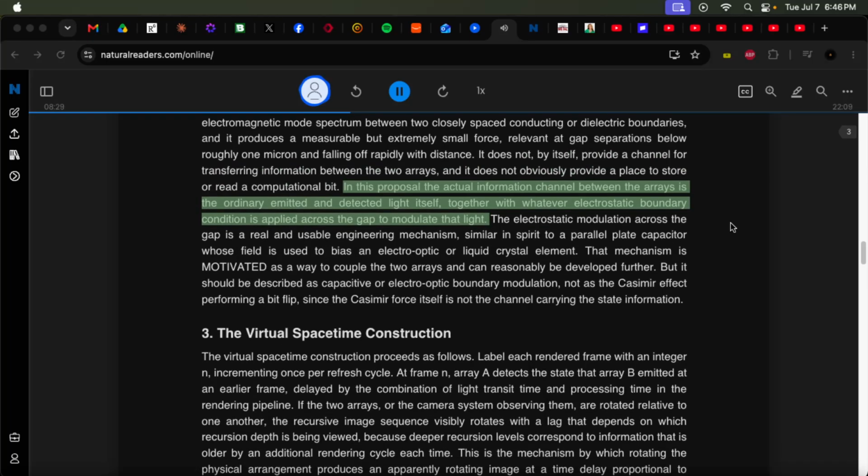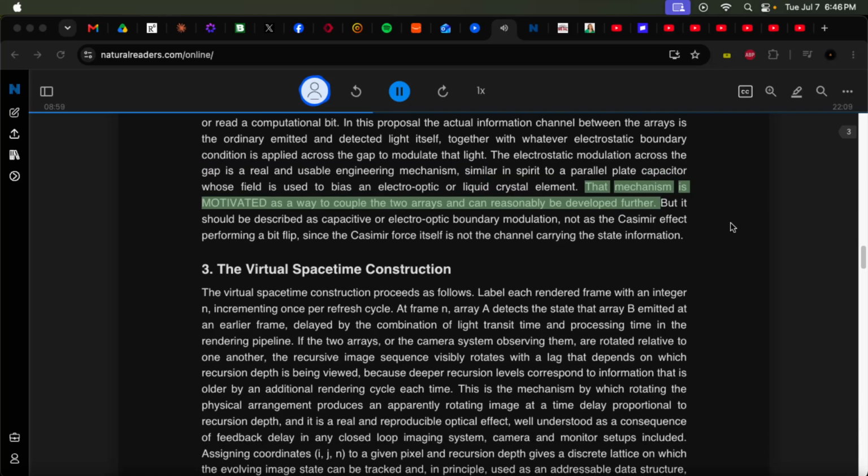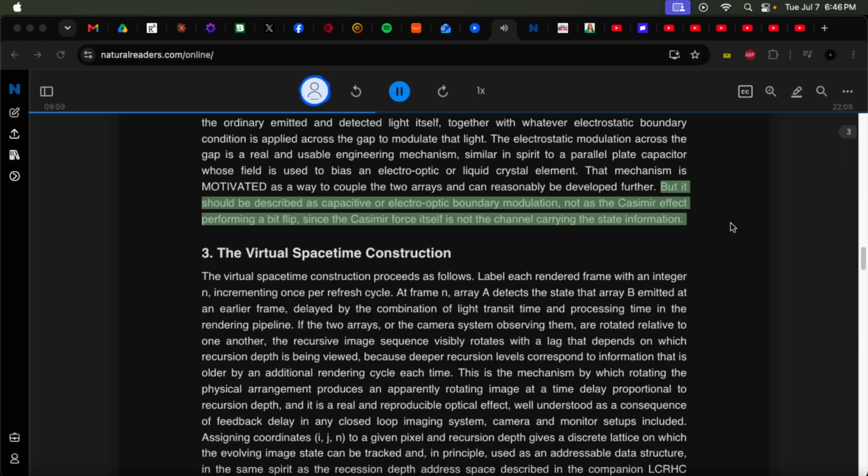In this proposal, the actual information channel between the arrays is the ordinary emitted and detected light itself, together with whatever electrostatic boundary condition is applied across the gap to modulate that light. The electrostatic modulation across the gap is a real and usable engineering mechanism, similar in spirit to a parallel plate capacitor whose field is used to bias an electro-optic or liquid crystal element. That mechanism is motivated as a way to couple the two arrays and can reasonably be developed further. But it should be described as capacitive or electro-optic boundary modulation, not as the Casimir effect performing a bit flip, since the Casimir force itself is not the channel carrying the state information.